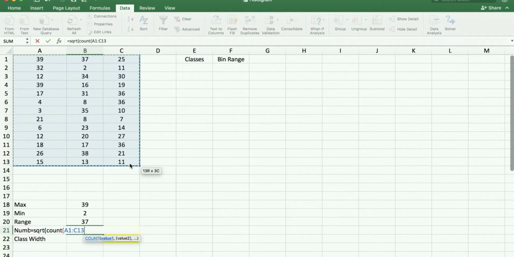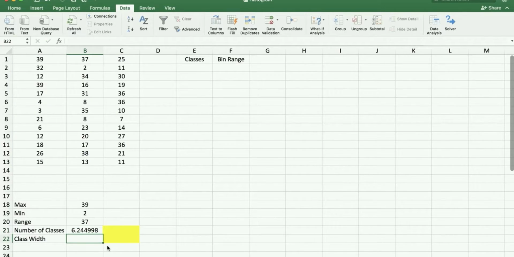So I'm going to select the region in which my data is available, and then I'm going to close parentheses to count how many entries I have, but I also need to close the parentheses for my sqrt function, so I have two parentheses on the right hand side, one for the count function, one for the sqrt function, and the result of this will give me the square root of the number of observations, which is 6.24.